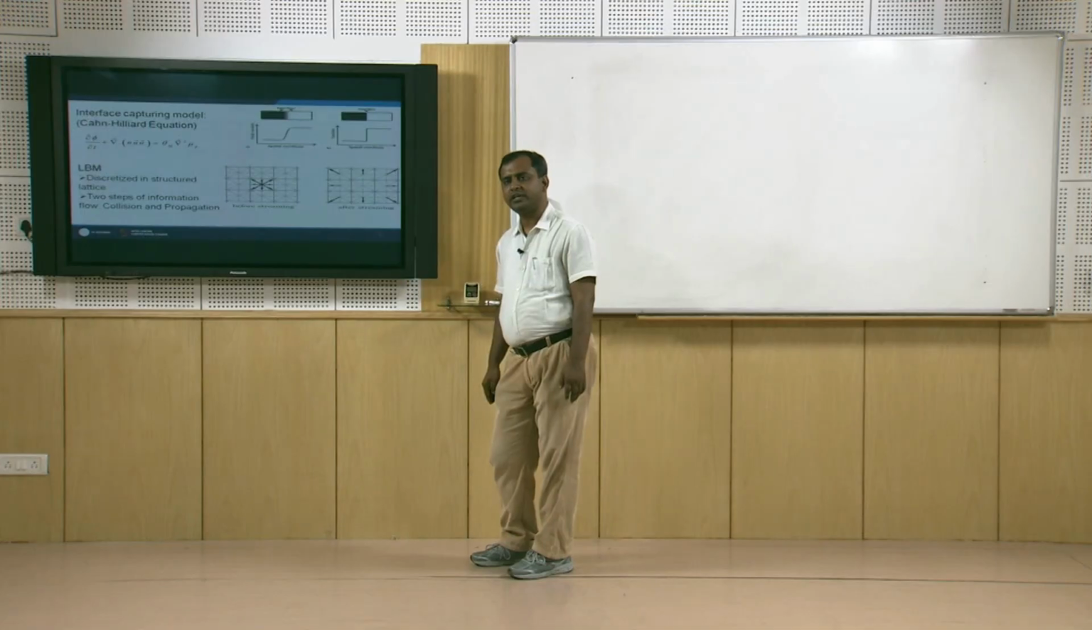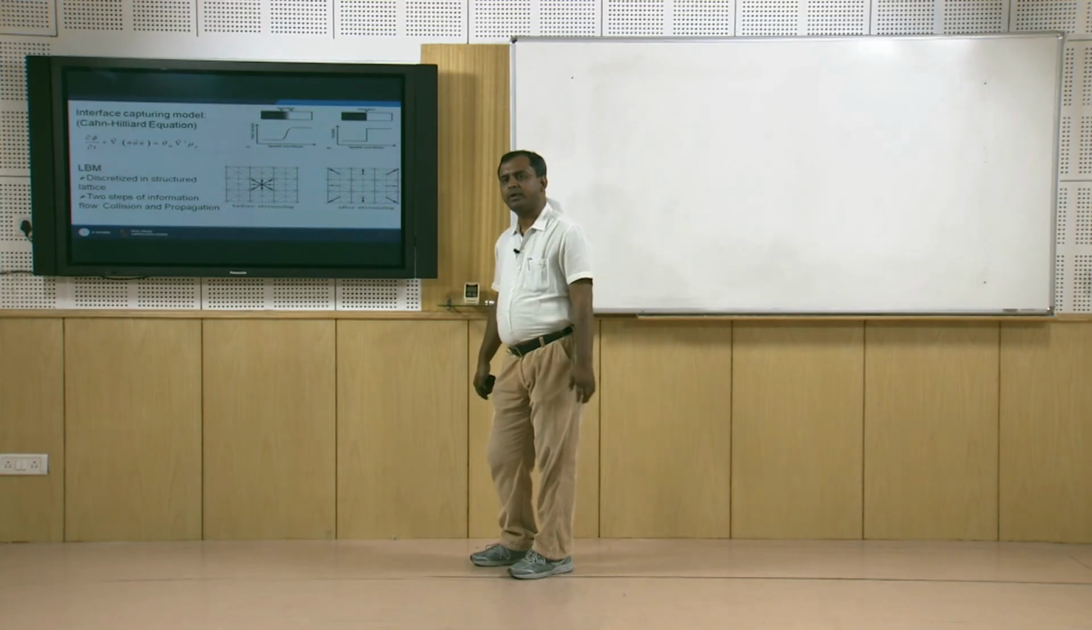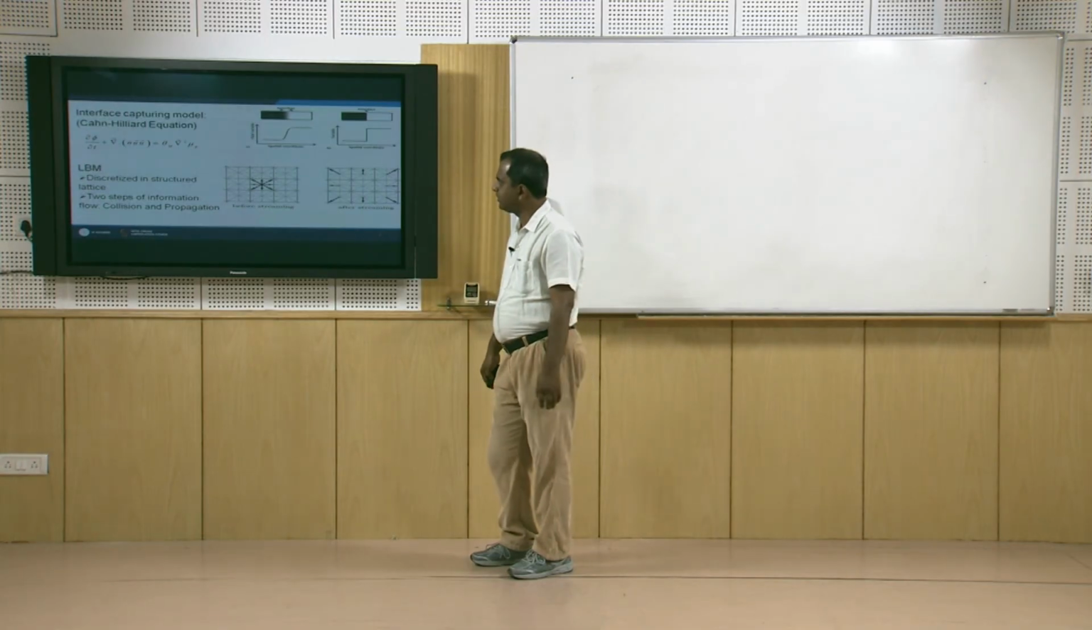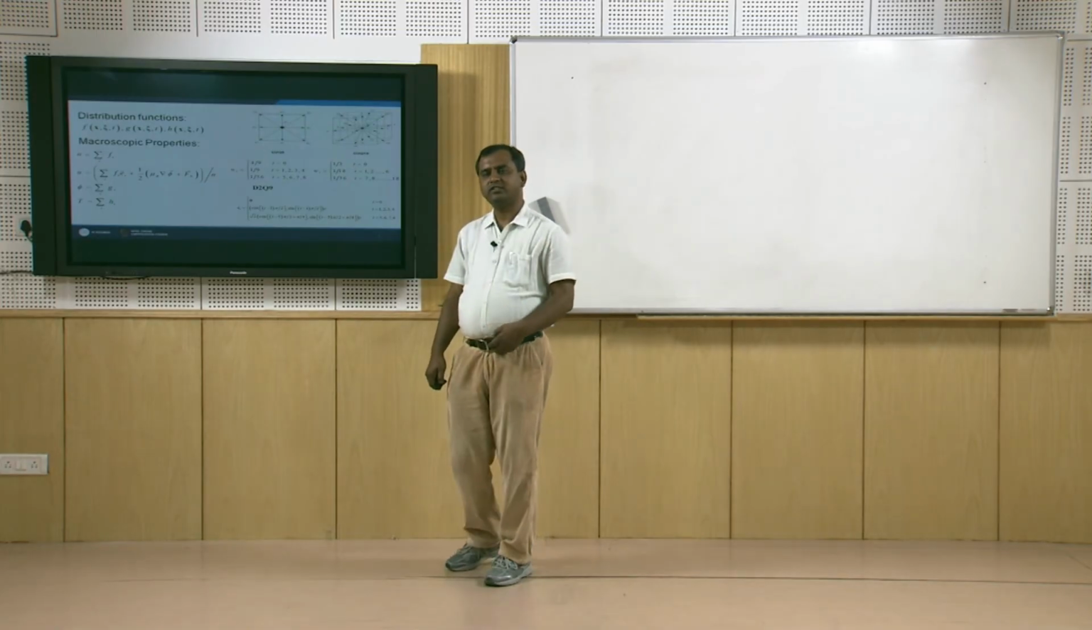Here we have considered a D2Q9 lattice structure. So, these two steps are very important. The first one is collision and the second one is propagation of information depending on the specified directions. Then let us see what the possible lattice directions are.